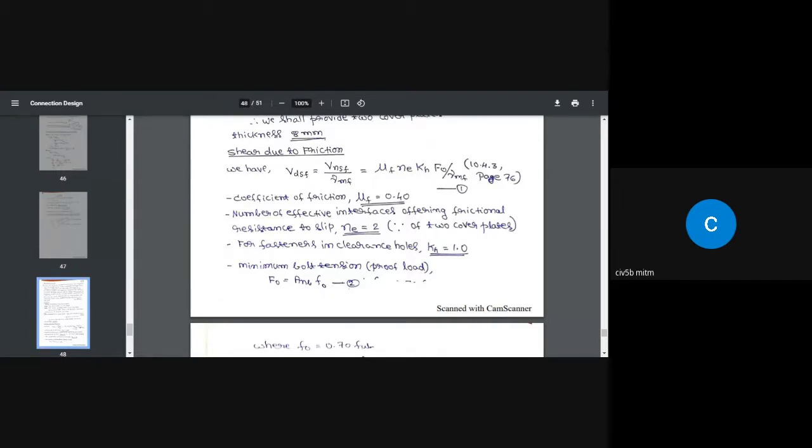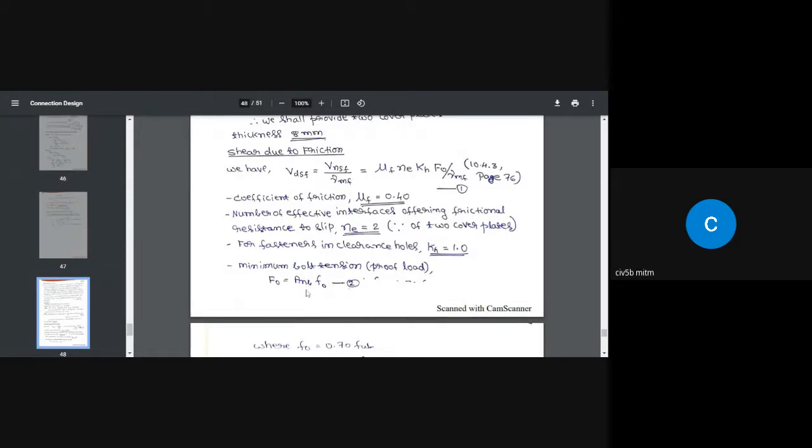As a result, 2 faces of the main plate are going to come in contact with the 2 cover plates. So there are 2 surfaces of resistance. That's why we take NE equal to 2. Okay. And for fasteners in clearance holes, KH equal to 1.0. Unless otherwise specified, you always take KH equal to 1.0.